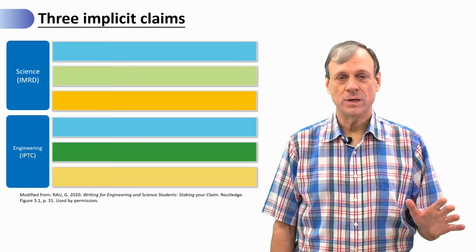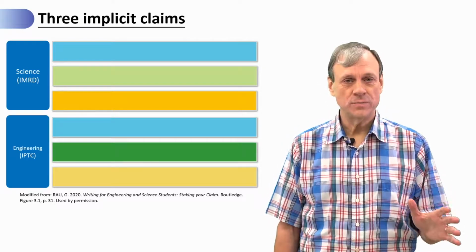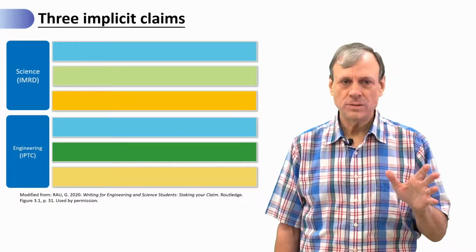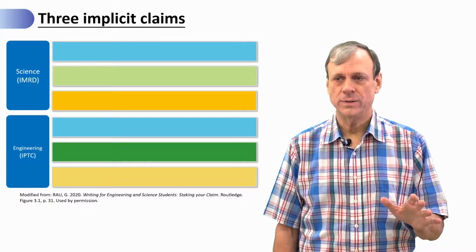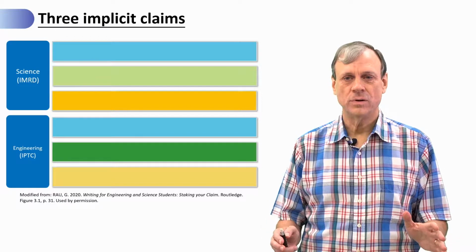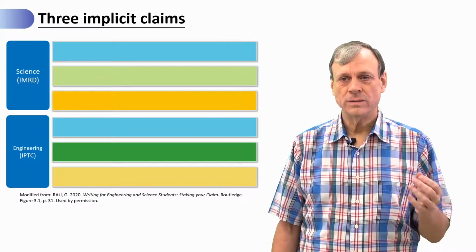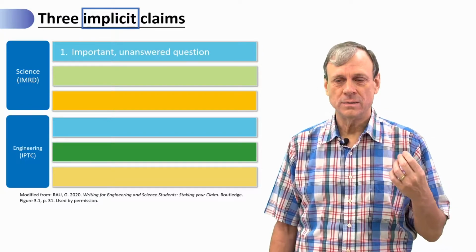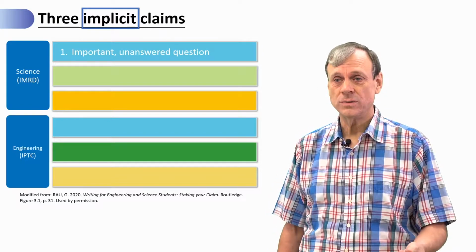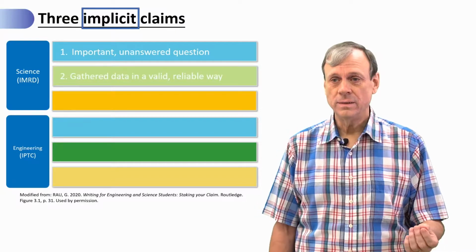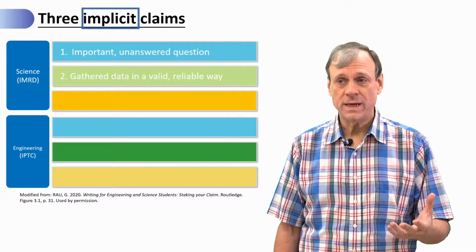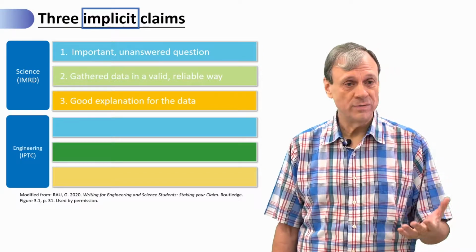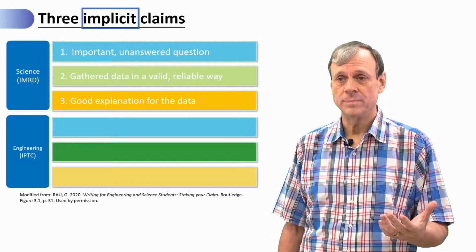Every research article in general makes 3 implicit claims. Now, notice I say implicit. These are not stated directly anywhere in the article, but they guide the overall structure of the article. Okay, so in science, the first implicit claim is that you have an important unanswered question. The second is that you've gathered your data in a valid and reliable way. The third is that you have a good explanation for that data.